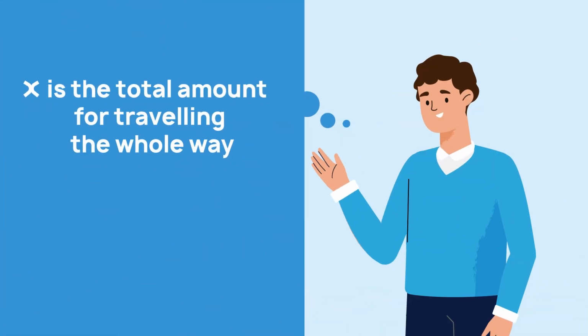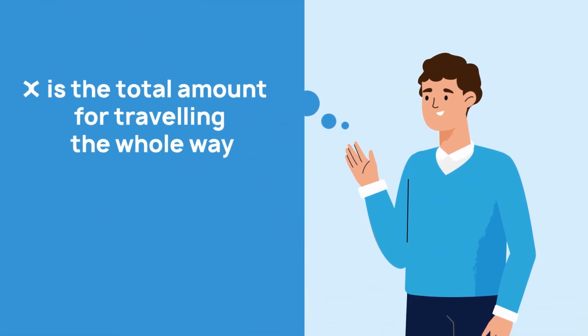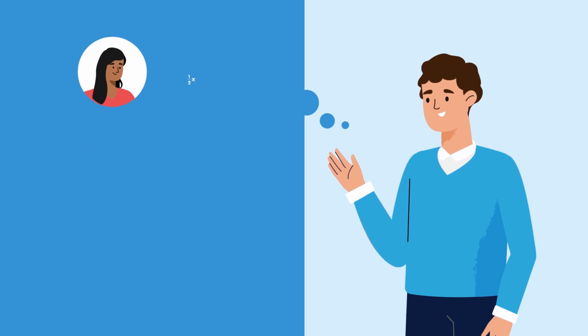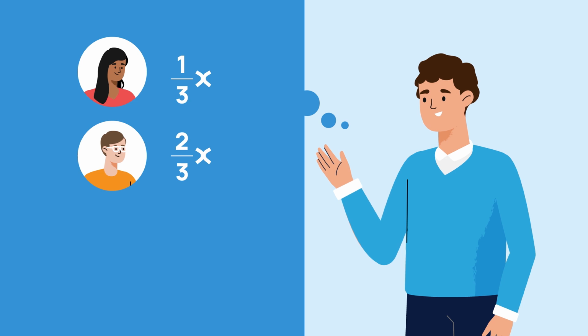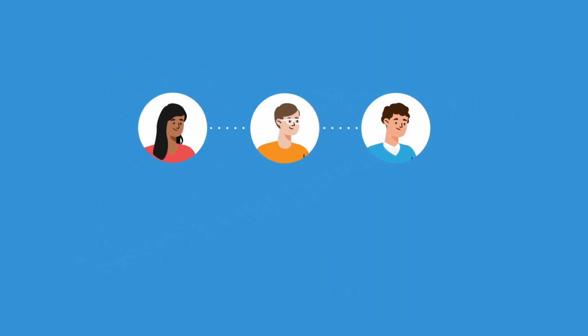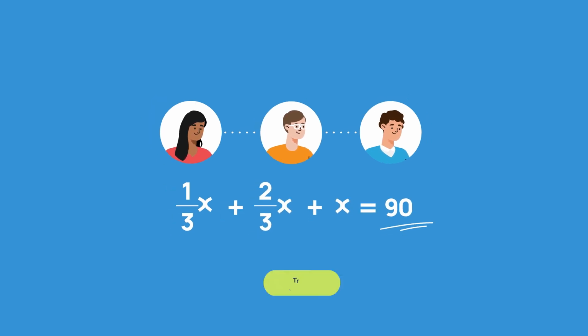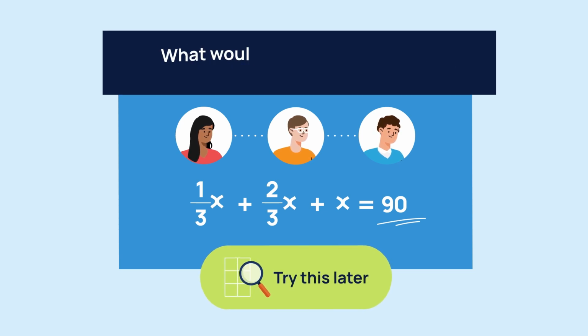Joe comes up with a different approach. He thinks of his share as equal to x. Then Nina should only pay 1/3 of that, and Sammy would pay 2/3 of that. Joe would pay x. So his equation is 1/3 of x plus 2/3 of x plus x equals 90. Try this later. See if Joe's equation works. What would each person pay?